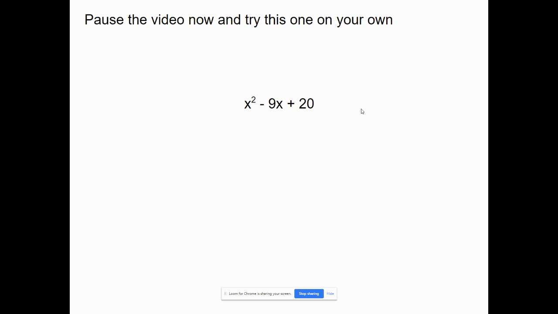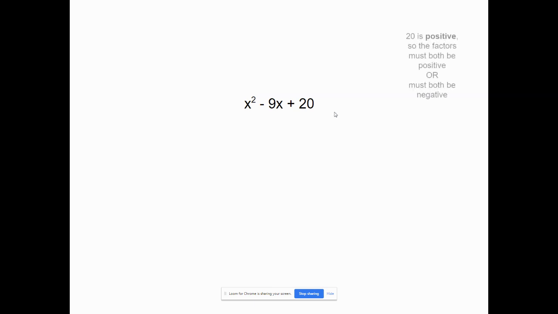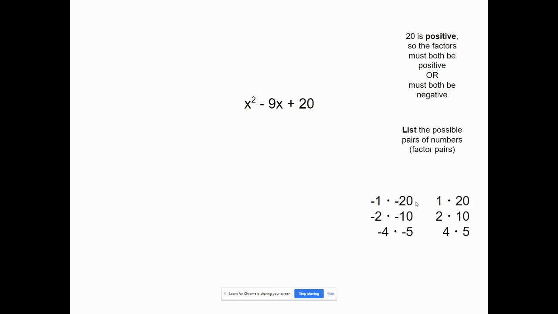All right, hopefully that went well for you. I bet it did. So let's look at our solution. We start by looking at our positive 20. It's positive, so our factors have to either both be positive or both be negative. So we can list our pairs, and here are our options for 20. Negative pairs and positive pairs. And now, though, we look here and we say, oh, this is a negative 9. Both of my factors have to be negative numbers. I can't add 2 positive numbers and get a negative result. So it has to be a negative plus a negative.